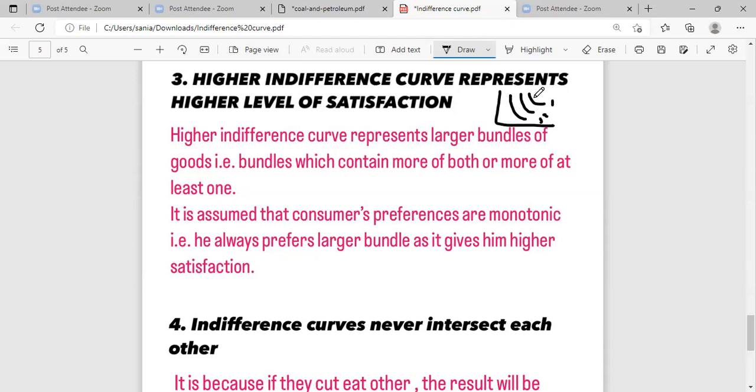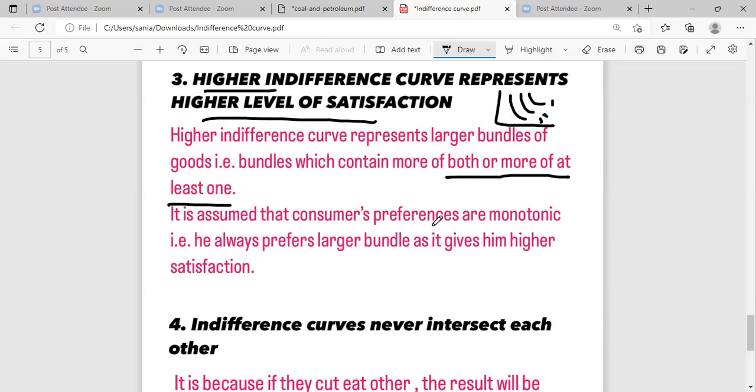If I ask you which one is giving you more satisfaction, you will say, ma'am, this one is giving me more satisfaction. Why? Because a higher indifference curve represents a larger bundle of goods, that is, a bundle which contains more of both or more of at least one. Among these three, the first one will be giving you more. So remember, a higher indifference curve always represents a higher level of satisfaction.